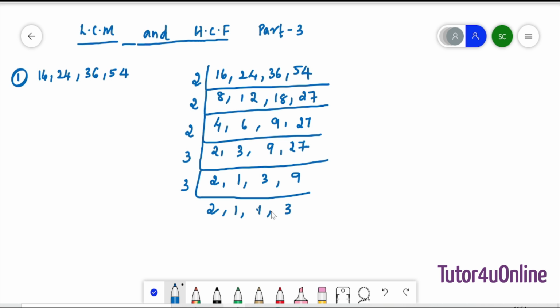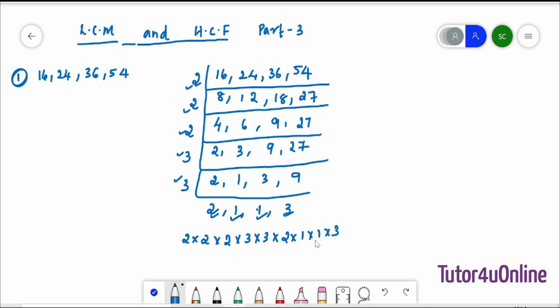From here you can see that 2 is a factor of only 2, 1 is a factor of 1, and 3 is a factor of 3. So no common factors are left. So either you can directly multiply all the divisors: 2 times 2 times 2 times 3 times 3 times 2 times 1 times 1 times 3. So what is the answer?